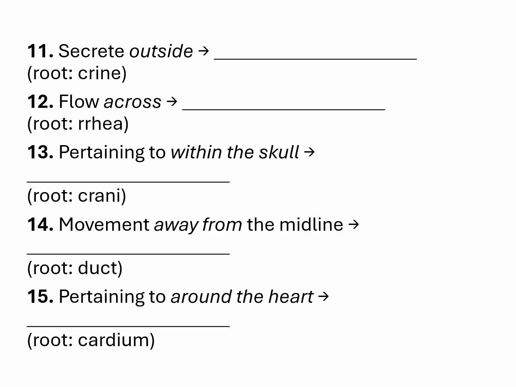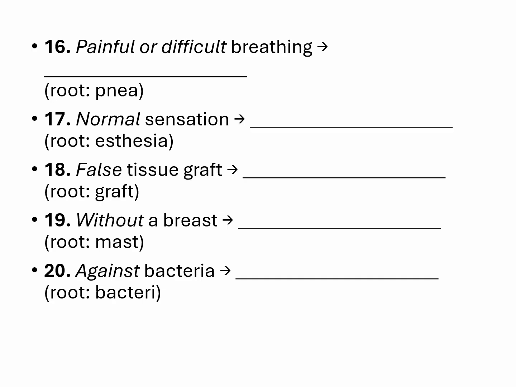11, secrete outside. 12, flow across. 13, pertaining to within the skull. 14, movement away from the midline. 15, pertaining to around the heart. And here's the last set. Number 16, painful or difficult breathing. 17, normal sensation. 18, false tissue graft. 19, without a breast. And 20, against bacteria.